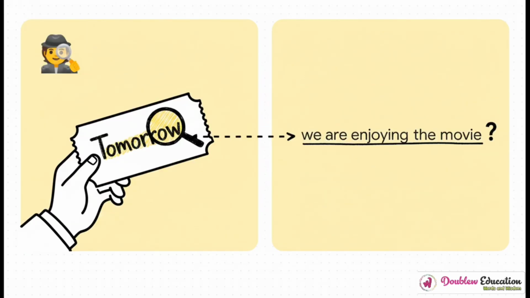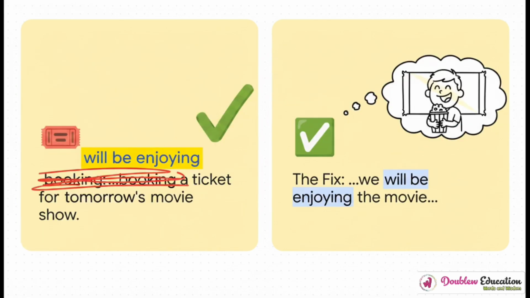All right, ready for the next mystery? Let's say part of the story is, I was booking a ticket for tomorrow's movie show. And then it says, we are enjoying the movie. Now hold on, the big clue is tomorrow. If the movie is tomorrow, what's wrong with saying we are enjoying it? Case closed. Fantastic work, detective. Since the clue word tomorrow points to the future, the action is definitely going to happen in the future. So we need our future tense words. The fix is, we will be enjoying the movie.